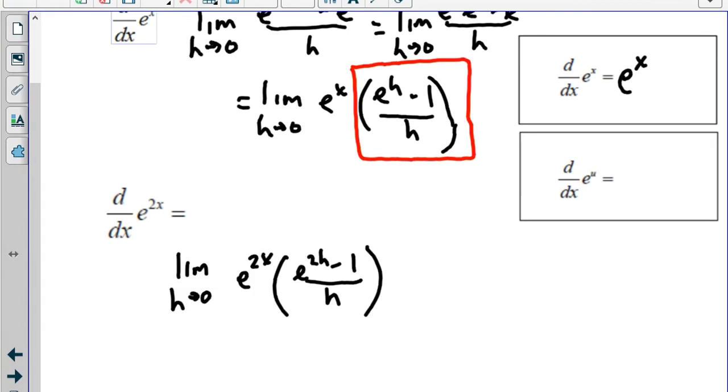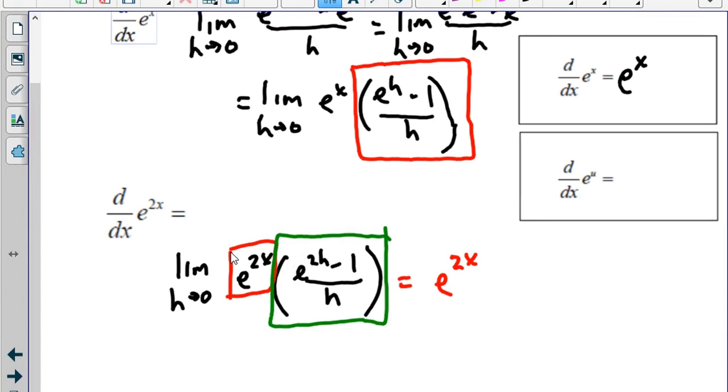For the second problem, I skipped a lot of the algebra with the limit definition, and we end up with e to the 2x times e to the 2h minus 1 over h. If you want to actually do the limit definition and do the factoring, you'll see that that happens. So what we can see is we definitely have an e to the 2x in our answer for this derivative. The question is, what does this thing in the green box actually mean?